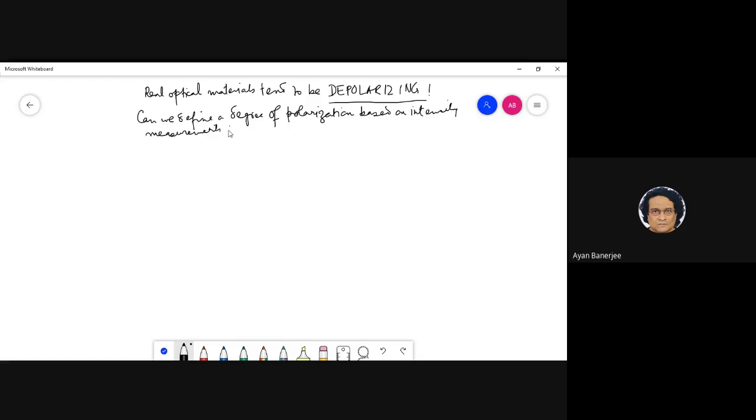Don't assume you know Stokes and Jones. I mean, sorry, you don't know Stokes and all. Of course, if you know, it's very simple. But suppose you don't know. Suppose I tell you that I am giving you a quarter wave plate and a linear polarizer. Using those, can you come out with a quantity? Can you measure the polarization of a random light source?